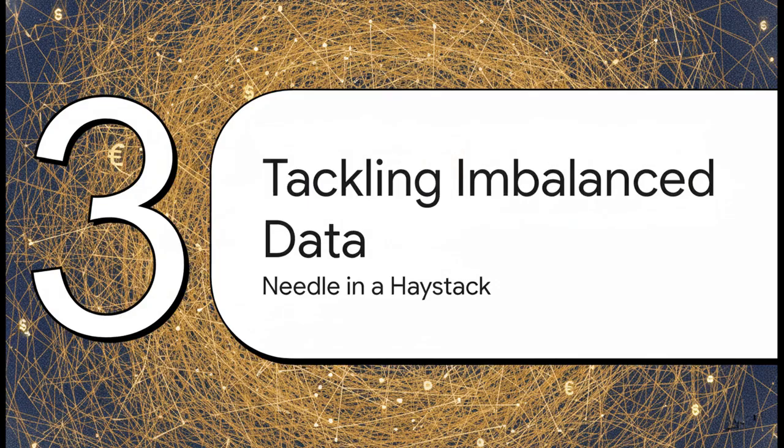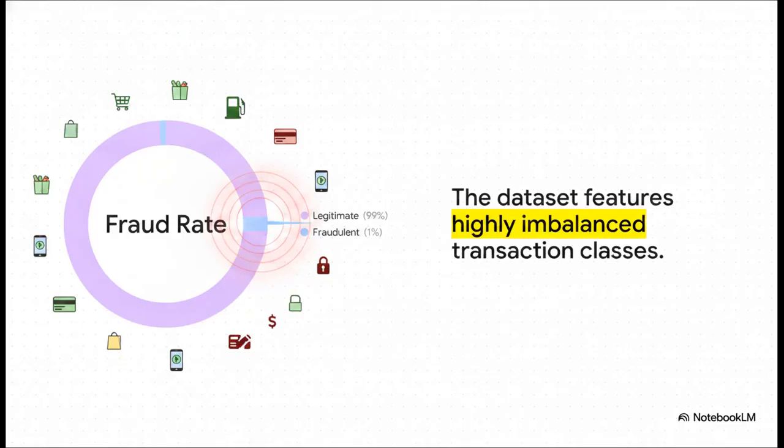Now for Section 3, tackling imbalanced data, finding the needle in the haystack. If this project has a villain, this is definitely it. And this brilliantly illustrates the problem. 99.1% of our data consists of legitimate, everyday transactions: groceries, gas, streaming services. Only a microscopic sliver, 0.9%, represents fraudulent transactions. We are quite literally looking for a needle in a massive financial haystack. That rarity is going to force us to elevate our data science techniques way beyond the basics.